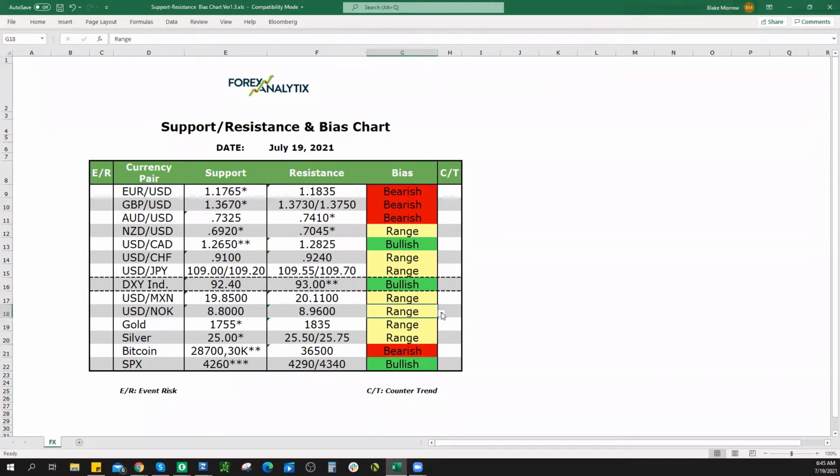By the way, US dollar Norwegian krona is bullish. Dollar max is in range. So there's the bias chart.